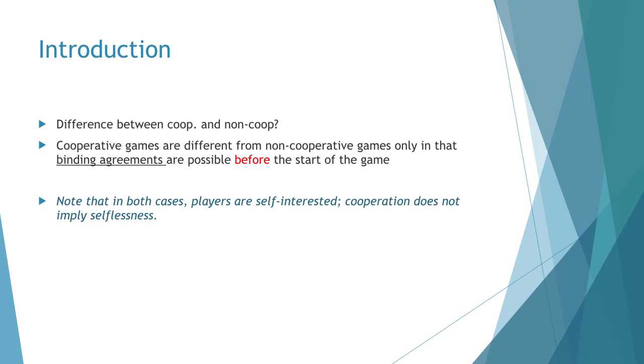But in non-cooperative game theory, on the other hand, agreements are not binding. Non-cooperative analysis is biased toward individual, local, and anonymous behaviors, and therefore a short-run time frame. Whereas cooperative analysis is biased toward societal behavior that provides a long-run view. But we should note that in both cases, players are self-interested. Cooperation does not imply selflessness.